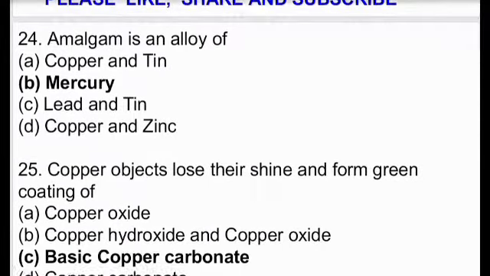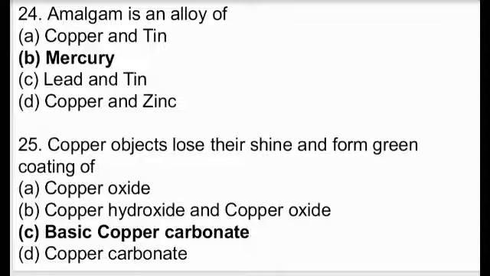The next question, question number 24. Amalgam is an alloy of, options are copper and tin, mercury, lead and tin, copper and zinc. The correct option is B, that is mercury.